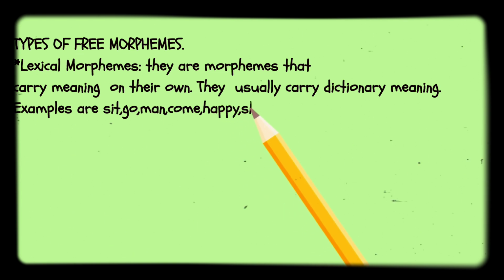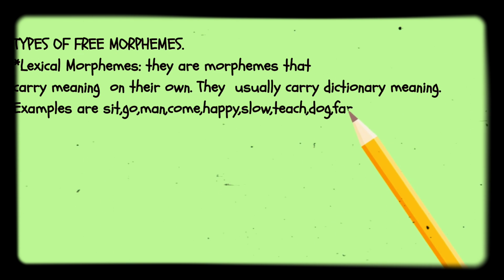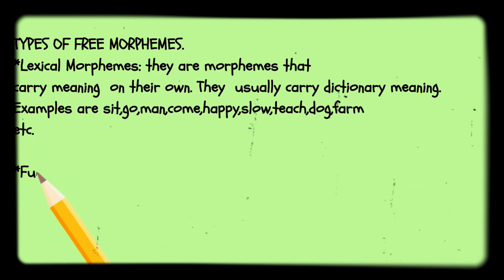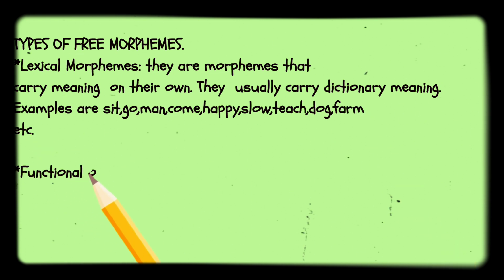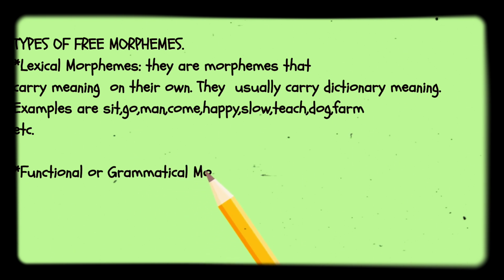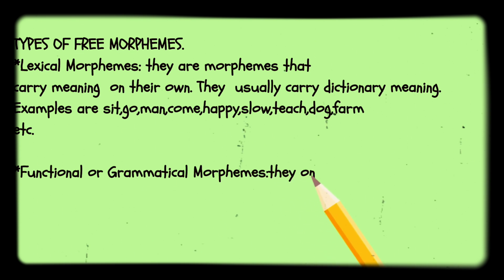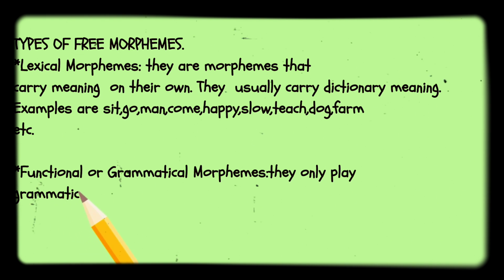Moving on, we go to the functional or grammatical morphemes. With these morphemes, they only play grammatical functions. Examples are wow, because, me, and. These morphemes can only be used in context to make meaning.